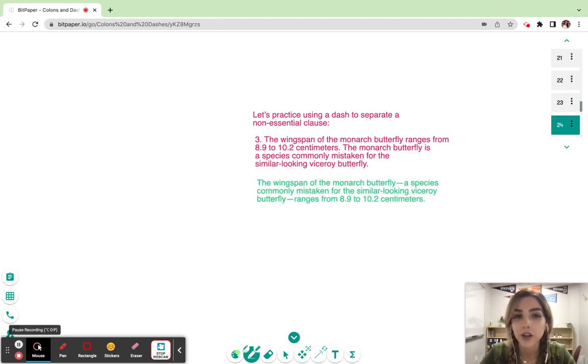So if we put a non-essential clause after that, it might make sense for our final result to look something like this. The wingspan of the monarch butterfly — a species commonly mistaken for the similar-looking viceroy butterfly — ranges from 8.9 to 10.2 centimeters.